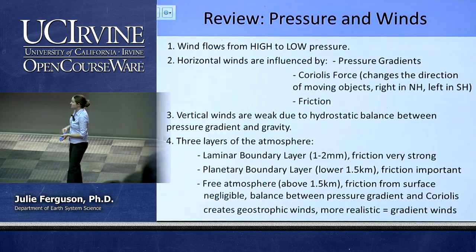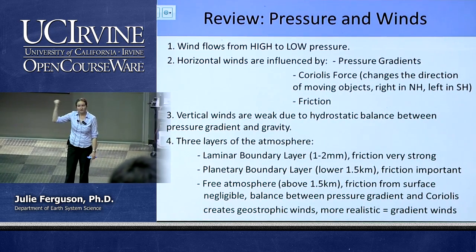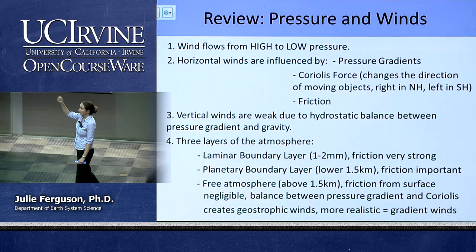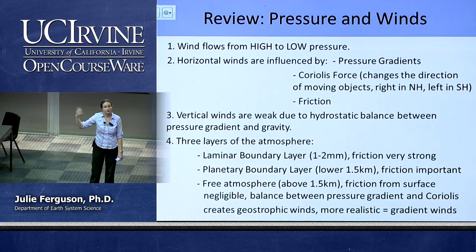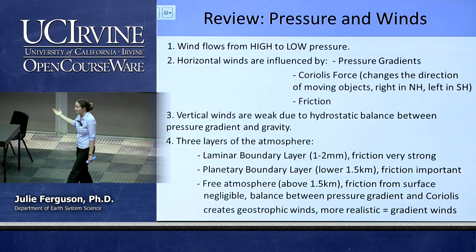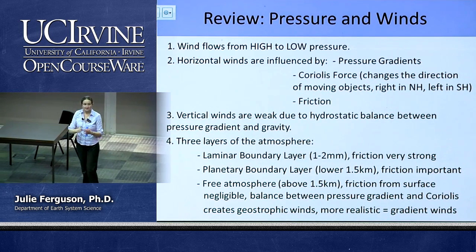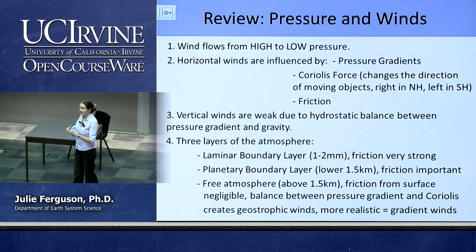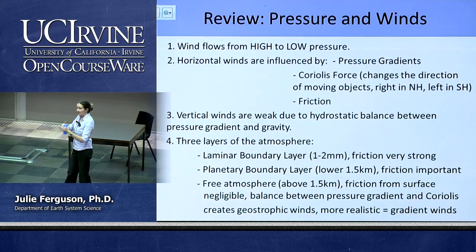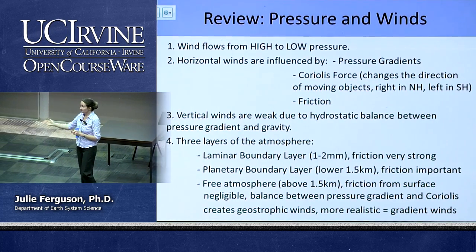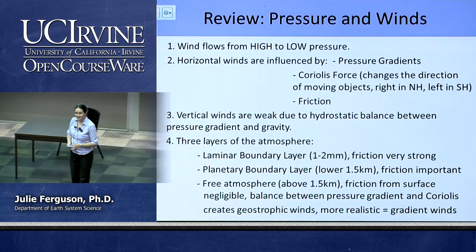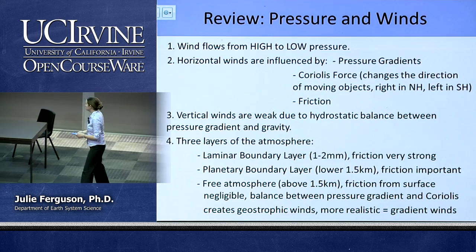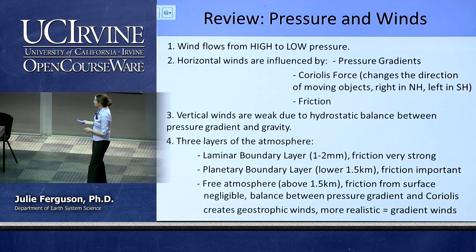And then in the free atmosphere above that, those moving air molecules really aren't bumping into anything, and so there's negligible friction. We can basically ignore friction up there. And what that means is that we end up with winds that are in balance between the Coriolis force and the pressure gradient, and so they tend to go parallel to those isobars. Okay? So that was one of the questions in the quiz this week. So that's our little summary.